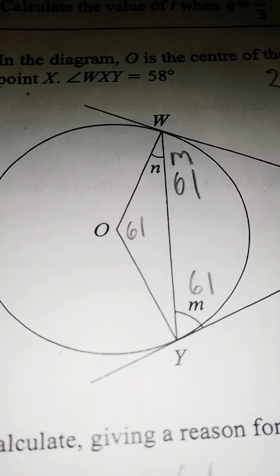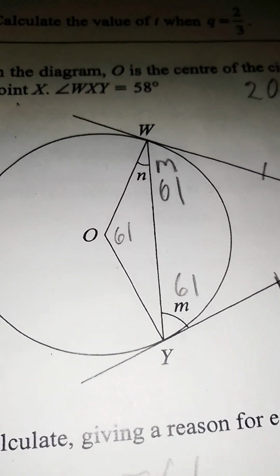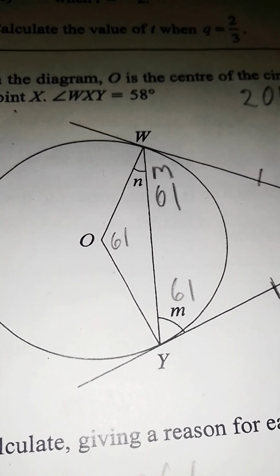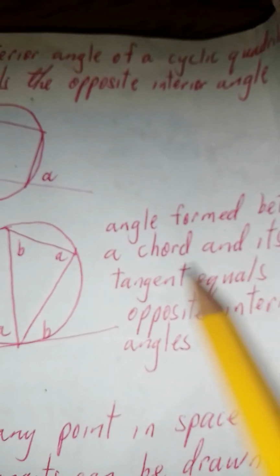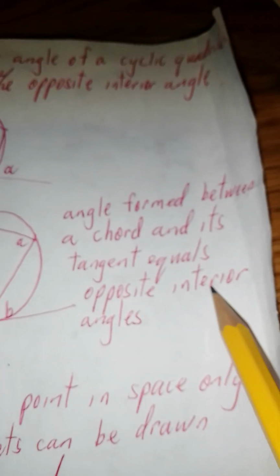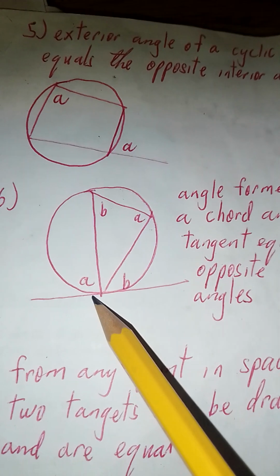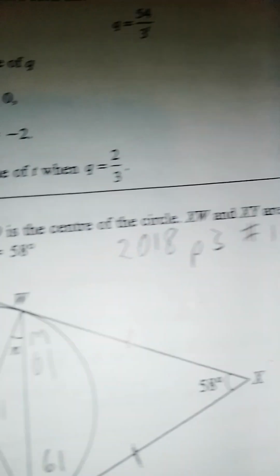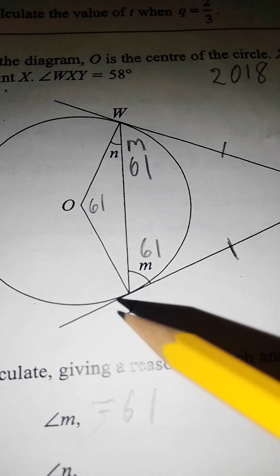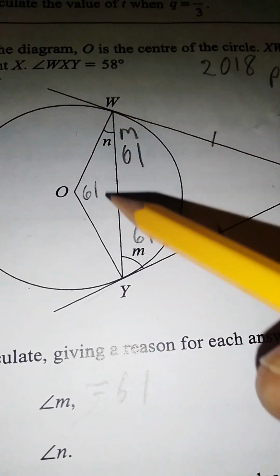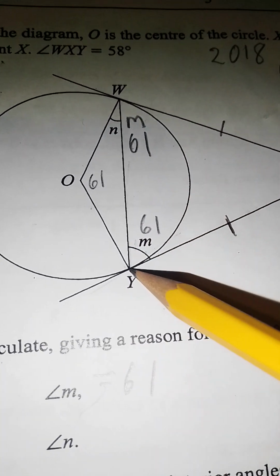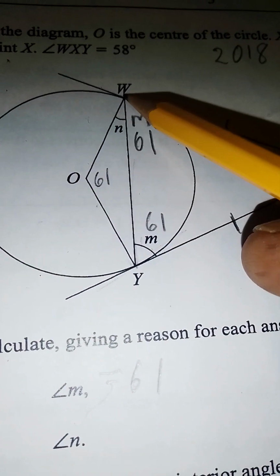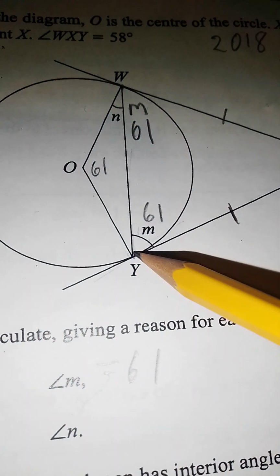Now we can use another theorem. The theorem that we're going to use is right here. The angle formed between a chord and its tangent equals the opposite interior angle. So A and the opposite angle A, B and the opposite angle is B. So a tangent and a chord. See, that's a chord from end to end in the circle.